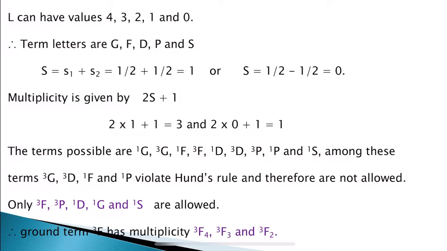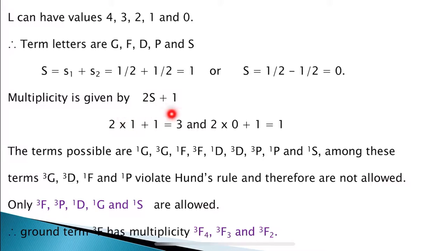Suppose the spin is in parallel orientation, then we get S = S1 + S2 = 1/2 + 1/2, which gives rise to 1. And if it is anti-parallel, then S = 1/2 - 1/2, which gives rise to 0. Further, multiplicity is also calculated by the vectorial combination of different spin angular momentum. Therefore 2 into 1 plus 1 equals 3, and 2 into 0 plus 1 equals 1. So these are the two different possible multiplicities which we can assign for D2 electrons or a D2 metal ion.